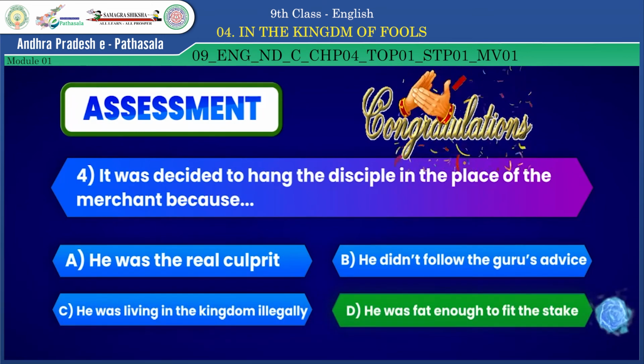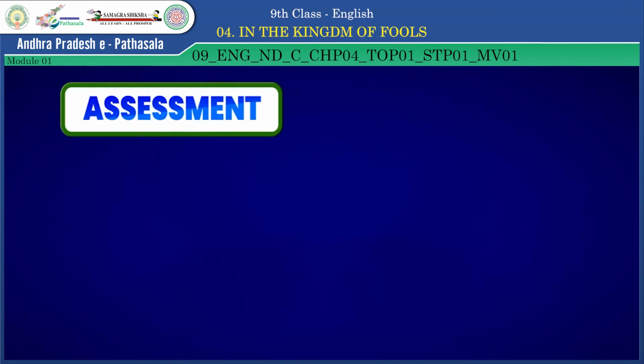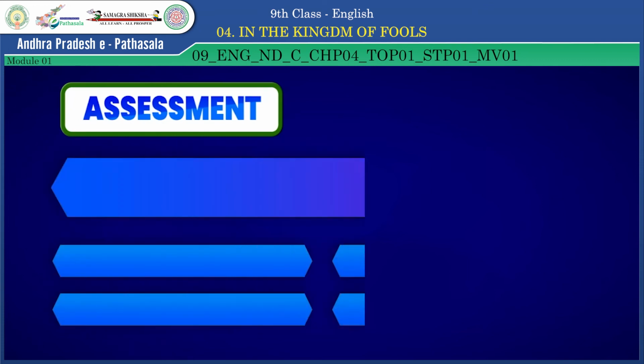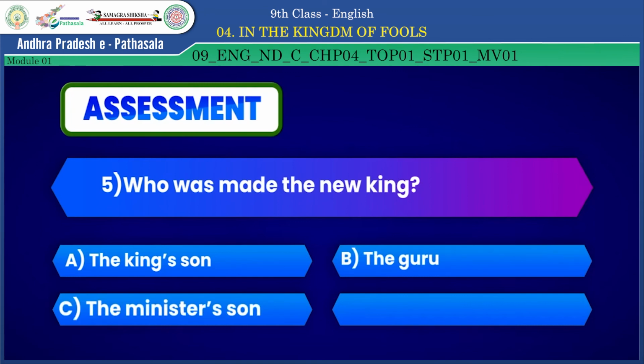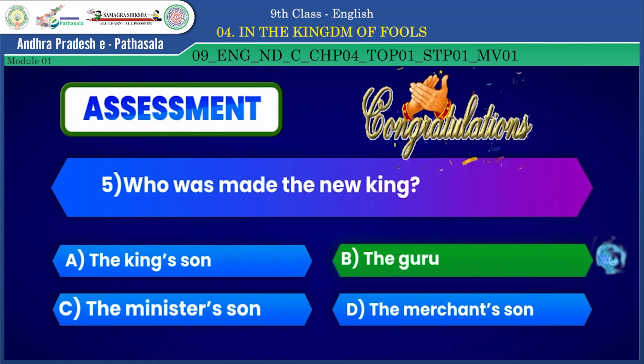First one is, what are the two strange things the guru and his disciple find in the kingdom of fools? Okay. The second one would be, why does the disciple decide to stay in the kingdom of fools? Is it a good idea? The third question is, name all the people who are tried in the king's court and give the reasons for their trial. Question number 4 is, who is the real culprit according to the king? Why does he escape the punishment?